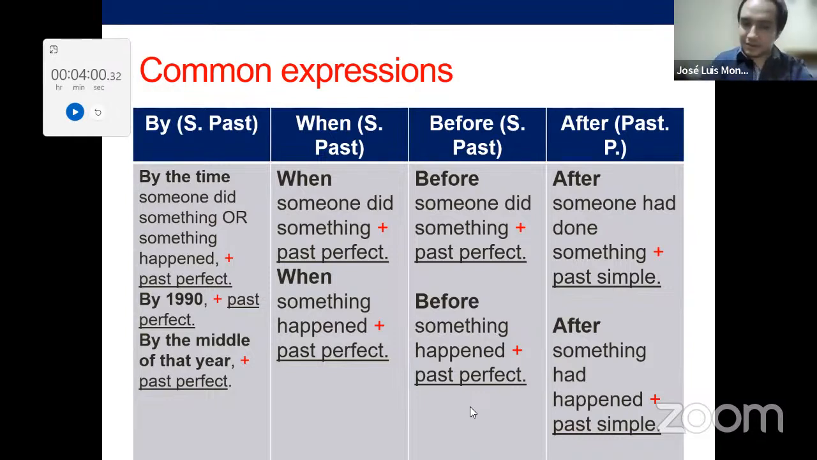Good. Yes, and that's a good question. Again, the earlier event is always going to be the past perfect.